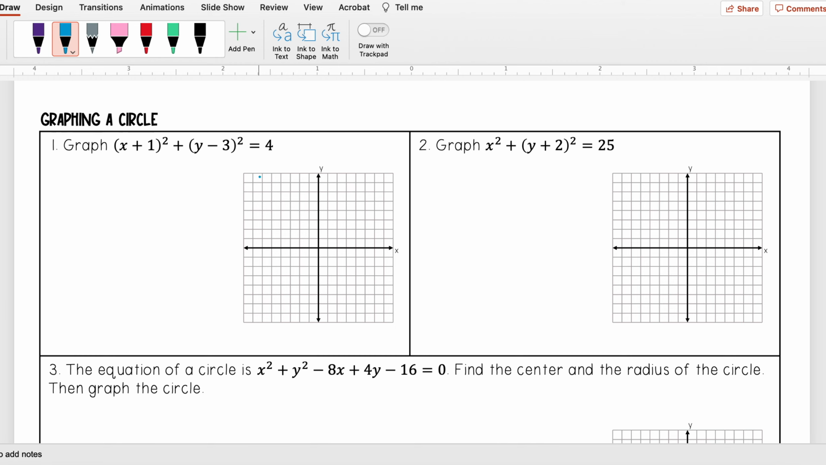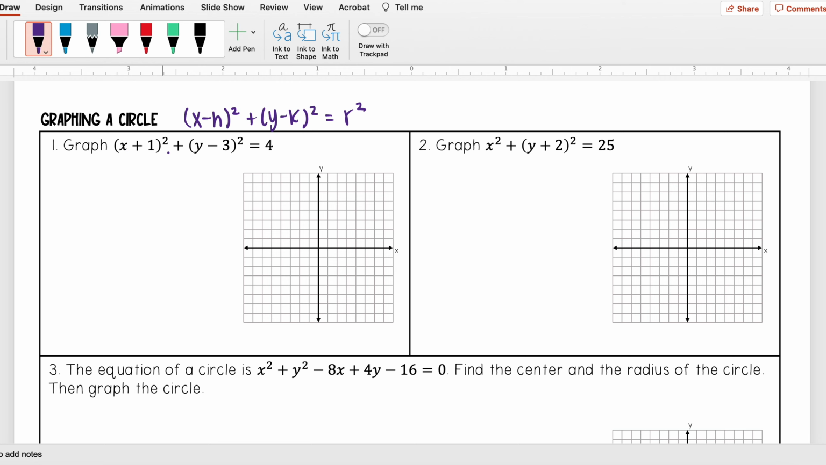To graph a circle, I recommend first identifying the center and radius, and then using that to graph your circle. Again, remember that the standard equation is (x - h)^2 + (y - k)^2 = r^2. I want to rewrite this equation so it looks just like this, with those minus symbols and the square symbol there.